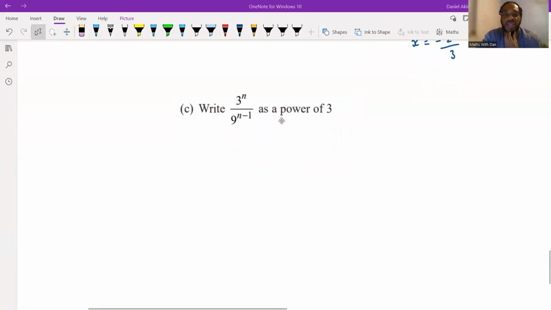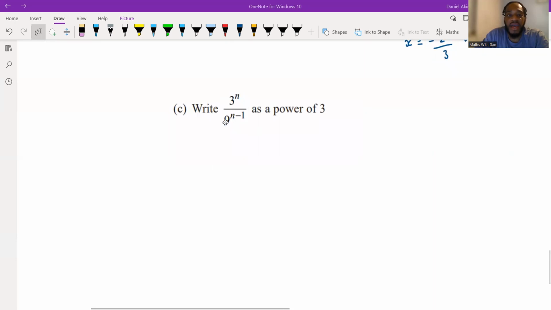Fine. So let's look at this together, right? So it says, write 3 to the n divided by 9 to the n minus 1 as a power of 3. So what do we need to do with a question like this? Well, remember what we've been doing. They're asking us for a power of 3.